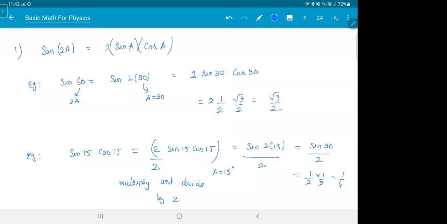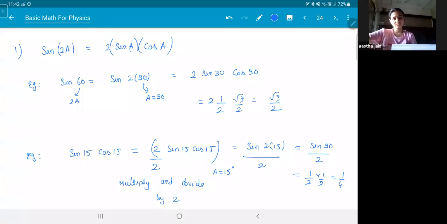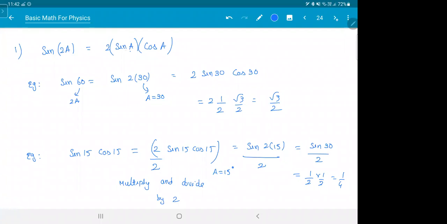Sir, I didn't get the logic. No, it's like we are applying the formula in reverse. See, for example, this formula is there. You can write sine A cos A as sine 2A by 2. Did you see? I just shifted the 2 here. So now in place of A what you have? 15. Because do you know how to calculate sine 15? We don't know, right? But you know the value of sine 30, no?